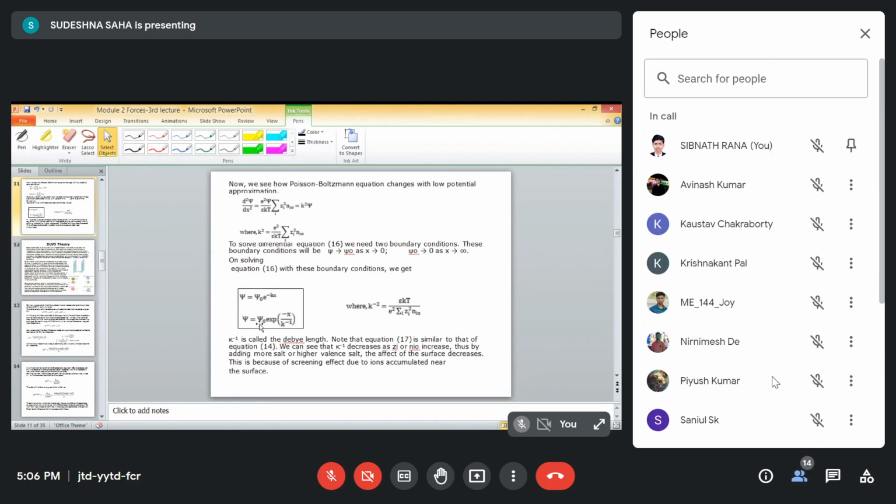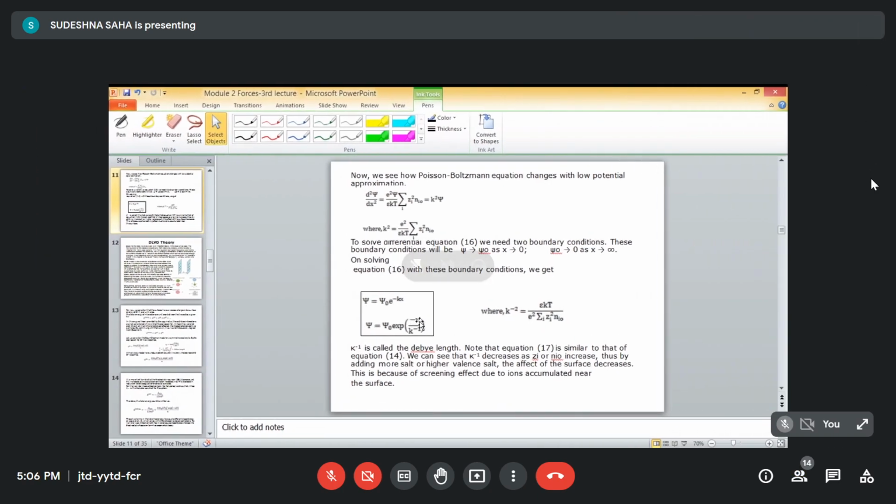We can write it in this form also. Psi will be psi naught into exponential minus x divided by kappa inverse, and this kappa inverse, or rather kappa to the power minus 2, is given by epsilon kT divided by e squared summation of Zi squared Ni naught. So kappa inverse will be nothing but the square root of this. This kappa inverse is nothing but your Debye length that we have defined earlier, and kappa inverse decreases as Zi or Ni naught increases. Thus, if you add more salt or higher valence salt, the amount of surface potential basically decreases.